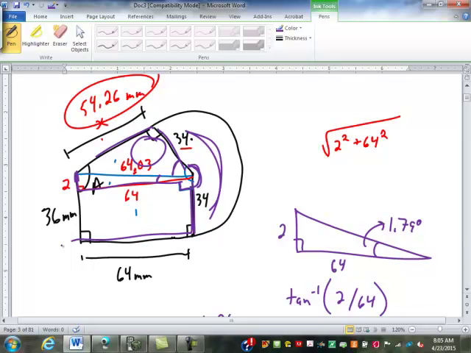What do you think? I think we were supposed to find A. We got to find angle A. Angle A you could find really quickly right now because you know this angle and this angle. You can find those easy enough.